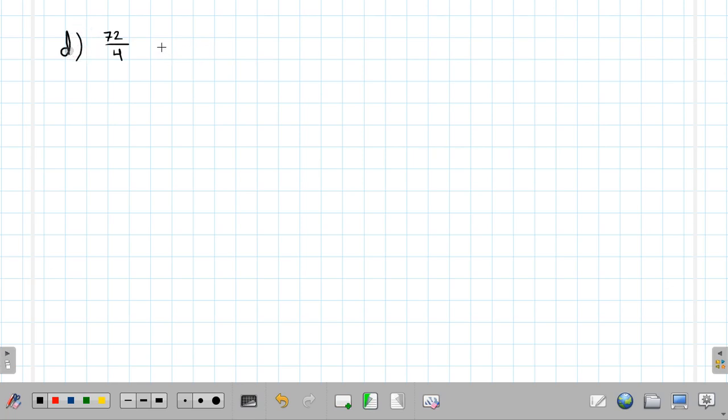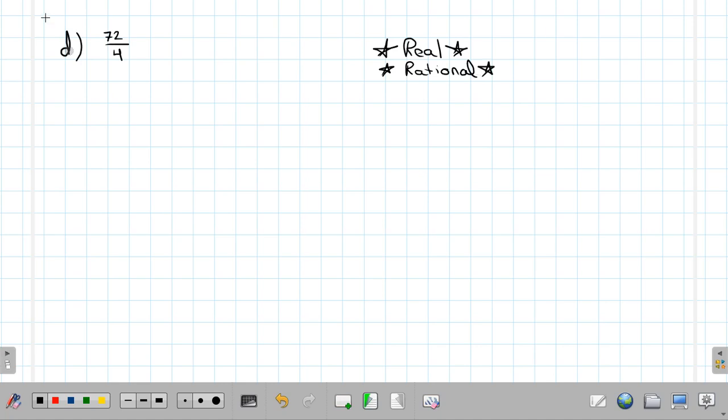So 72 over 4. Well, once again, right off the bat, we know it's real. So once again, even before we write the number out as a fraction or as a decimal, we know the number's real. Okay. Next thing, well, is it rational or irrational? Well, it's already a fraction. Okay. So 72 over 4, that's a fraction. So that's a dead giveaway that this is rational.